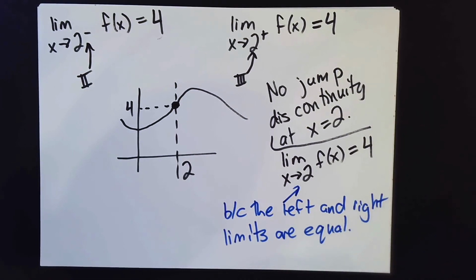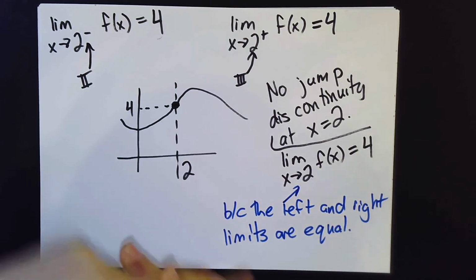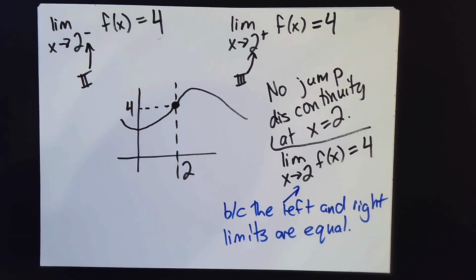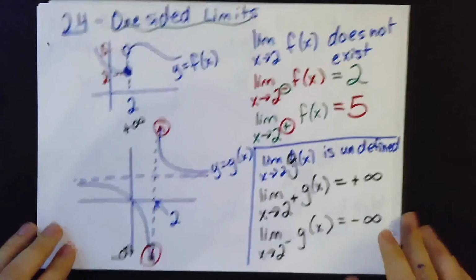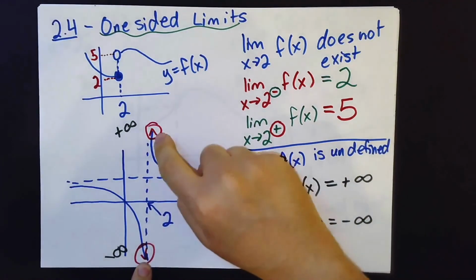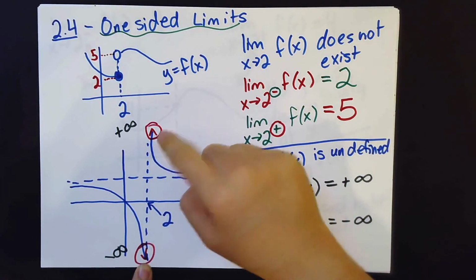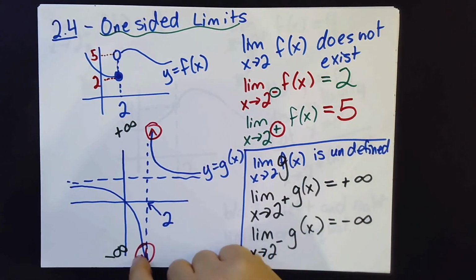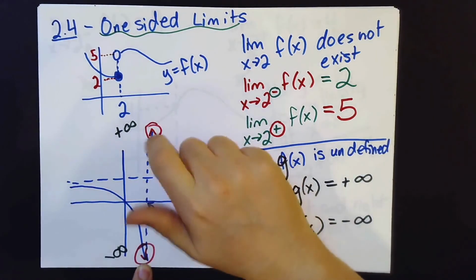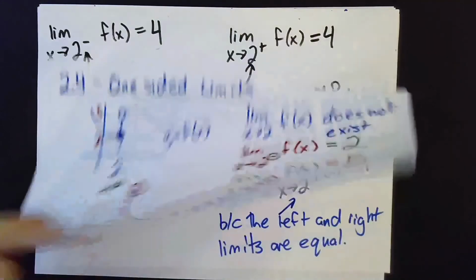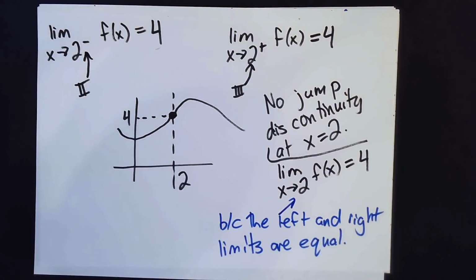That's all for this video. In the next video, we're going to talk about how to algebraically figure out, if you're at one of these spots where there's an asymptote, whether the left is going to plus infinity or minus infinity, and whether the right is going to plus infinity or minus infinity. But that's all for now.